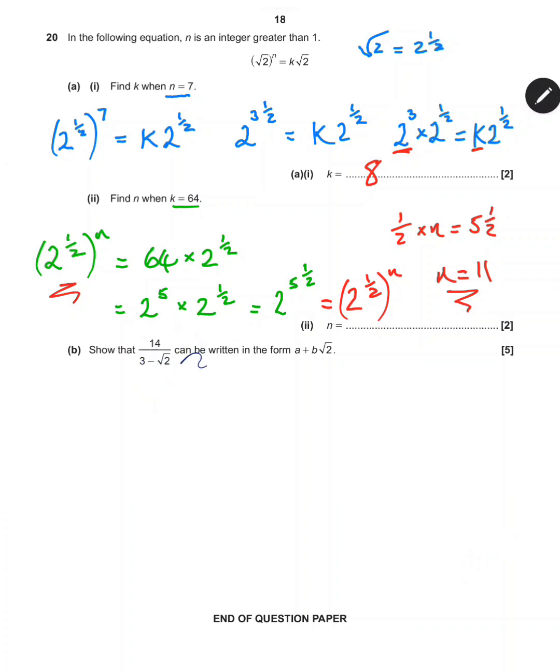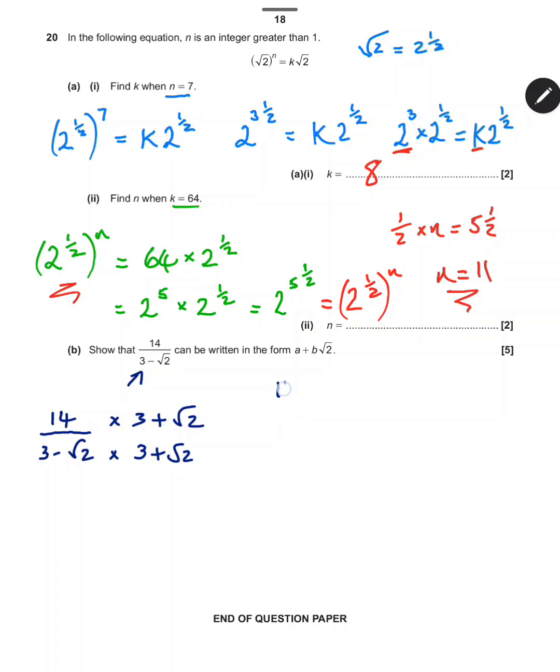Part B, show that this can be written in the form a plus b root 2. Well, what we've got here is some surds. This is saying rationalise the denominator. To do that, we're going to start with what we've got, and we're going to multiply top and bottom by this, but with a reversed sign here. So I'm going to multiply by 3 plus root 2. And I need to multiply top by 3 plus root 2 as well. We end up with some brackets with surds, so let's treat them separately.